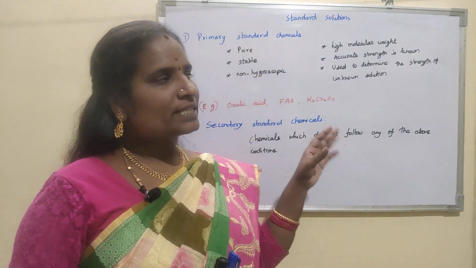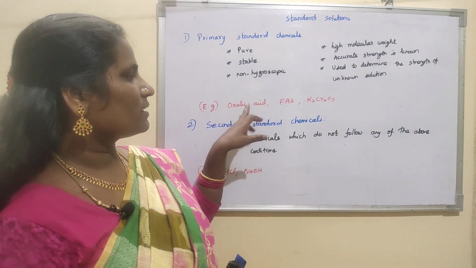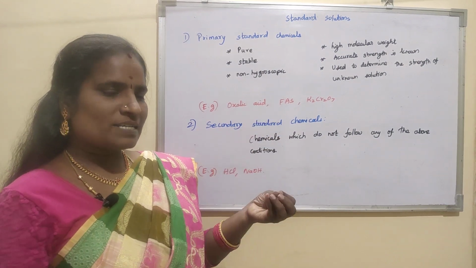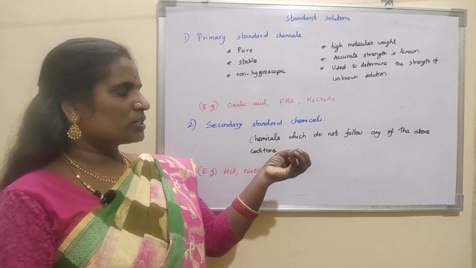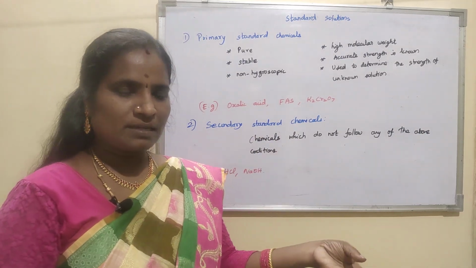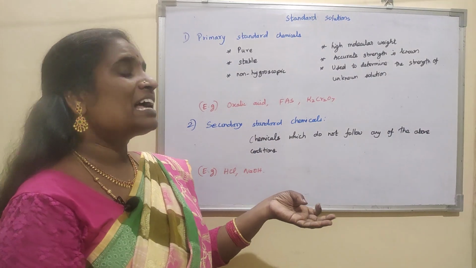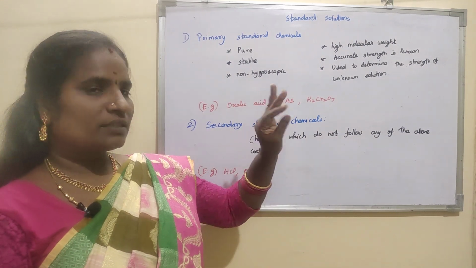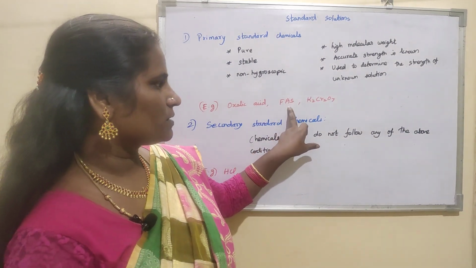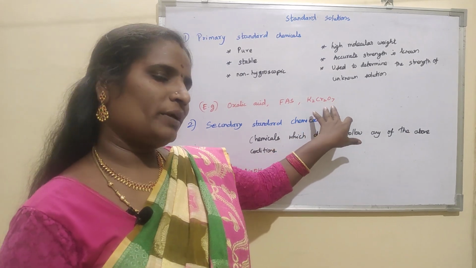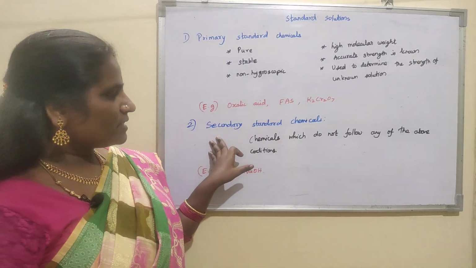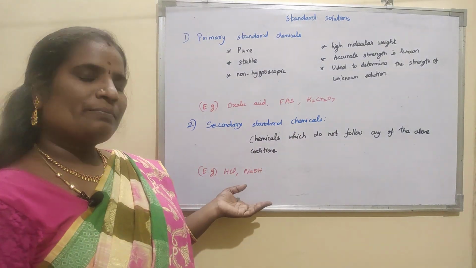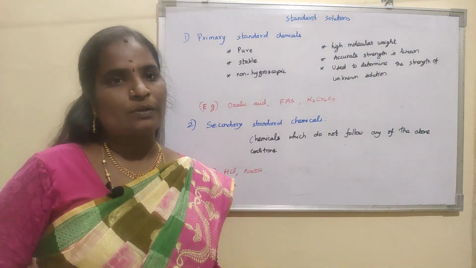What are the examples of primary standard chemicals? Oxalic acid. We can just open it, it is in the solid state, and we can weigh it in a chemical balance or electronic balance, dissolve it in a standard measuring flask, and prepare a known solution. Similarly, ferrous ammonium sulfate, potassium dichromate, and so on. The secondary standard chemicals do not follow the above conditions, for example HCl, NaOH, calcium carbonate.